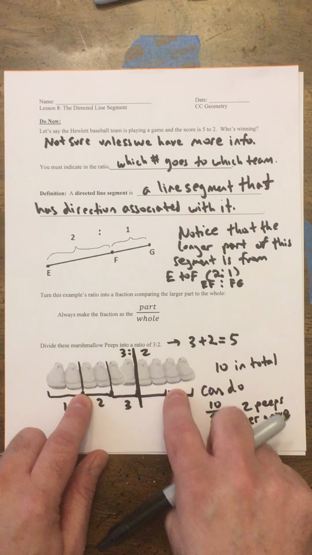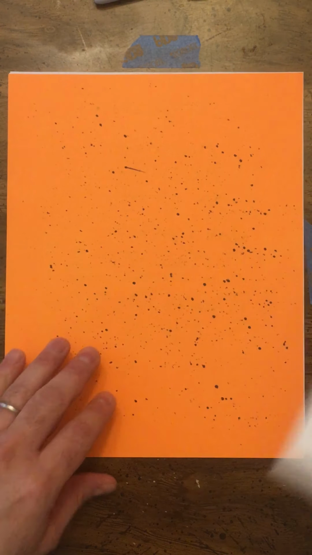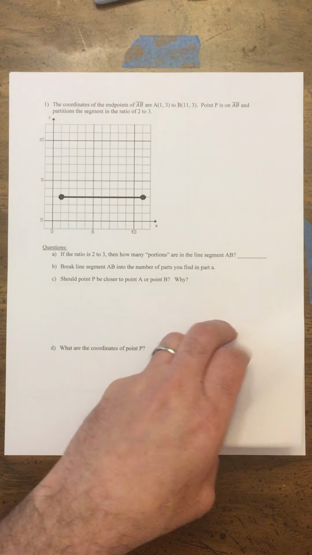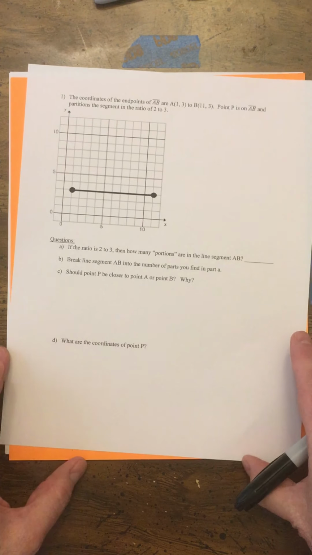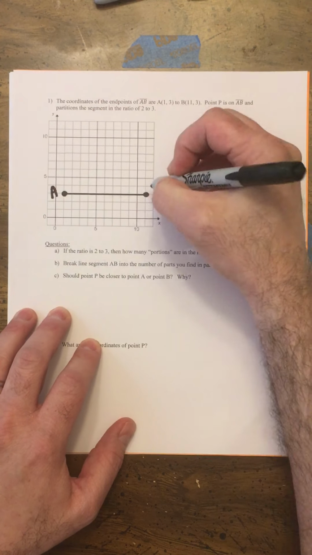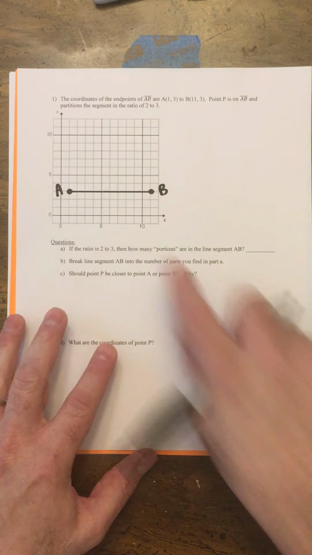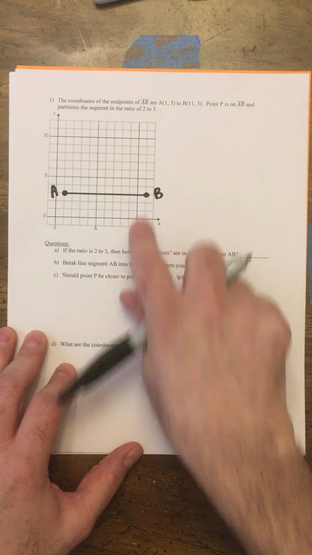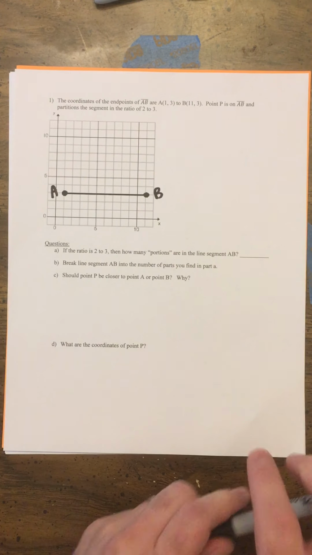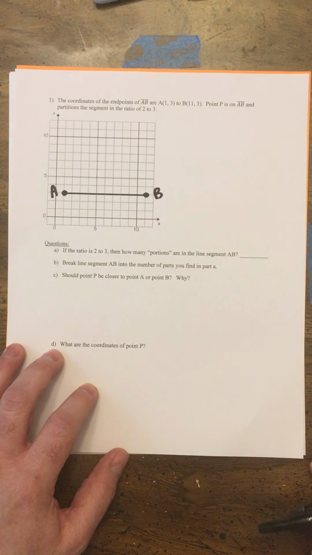So this is using real objects. We're going to be doing this with line segments. So let's go take a look at a problem. Again, this problem is similar to the peeps problem, but now we have a line segment. The coordinates of the endpoint of AB, and I'll label this A, and I'll label this B, are 1, 3 and 11, 3. The points are already marked. We're going to want to find point P, which is on this line segment, that partitions or cuts the segment into a ratio of 2 to 3.